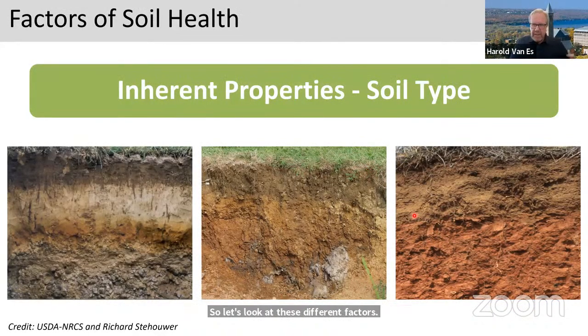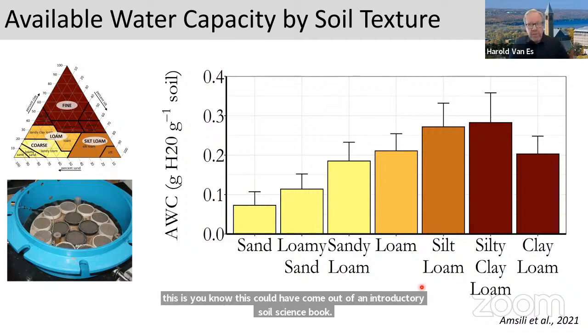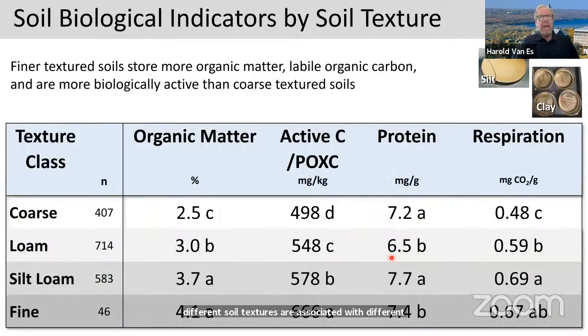So the inherent soil properties, and I think most of us are more familiar with that. We have an indicator like available water capacity, and it relates very strongly to soil texture. This could have come out of an introductory soil science book. This is something we know, but it's relevant in terms of soil health in that when we measure this property, available water capacity, as part of soil health assessment, we need to make sure that we interpret the numbers correctly and that we account for the fact that different soil textures are associated with different expected values for available water capacity. And as it turns out, that also is the case for other indicators.